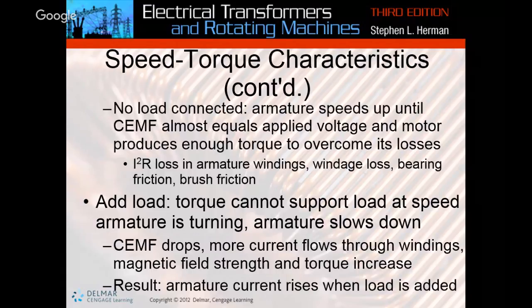But whenever we add a load, torque cannot support the load at that speed. At the speed the armature is turning, so the armature naturally slows down, and then counter electromotive force drops. More current ramps up and flows to the windings, and the magnetic field increases strength and torque increases. So when current increases, just assume that torque is going to increase. As a result, the armature current rises when a load is added.